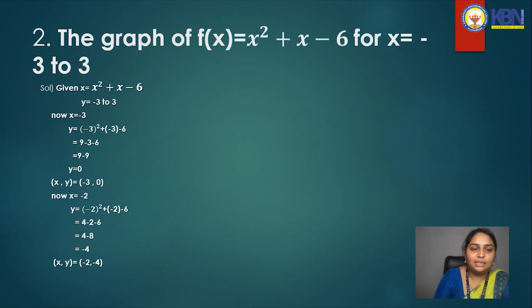Similarly, we are finding the value of x is equal to minus 2. Then the function is (minus 2) whole square plus (minus 2) minus 6, which results 4 minus 2 minus 6, which is equal to 4 minus 8, minus 4. Then the result is x comma y is equal to minus 2 comma minus 4. That is, while substituting x is equal to minus 2, we get the result minus 4. And the point becomes minus 2 comma minus 4.